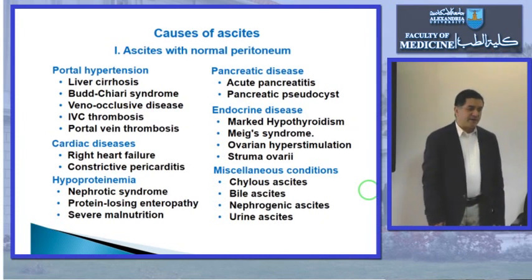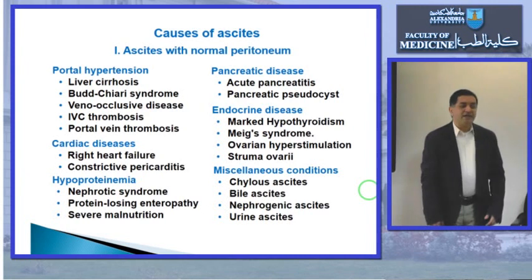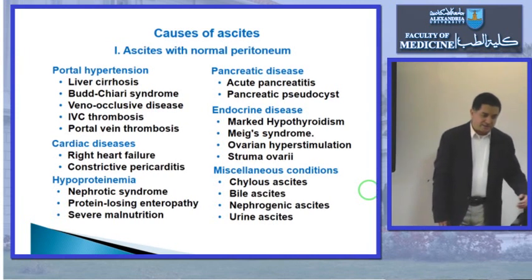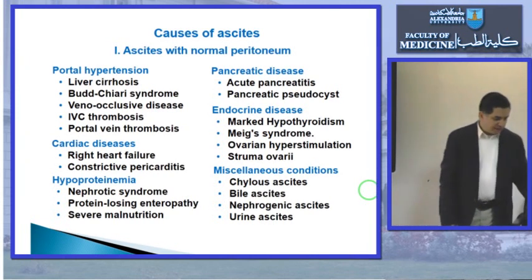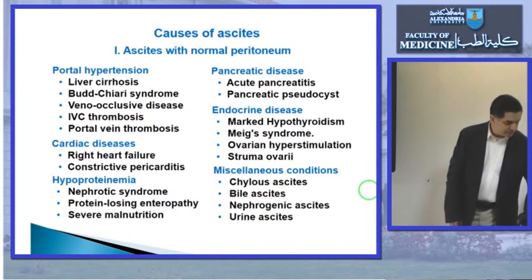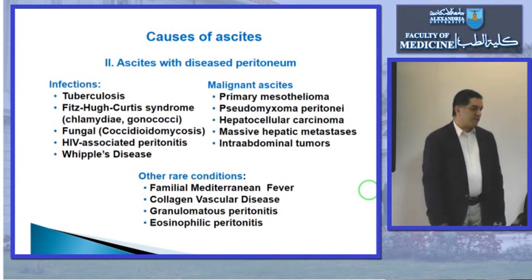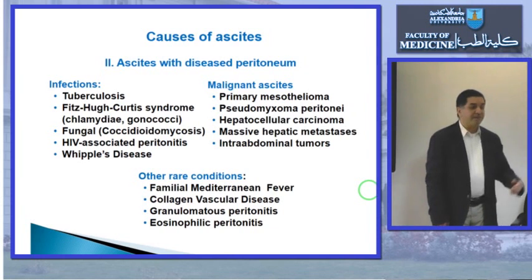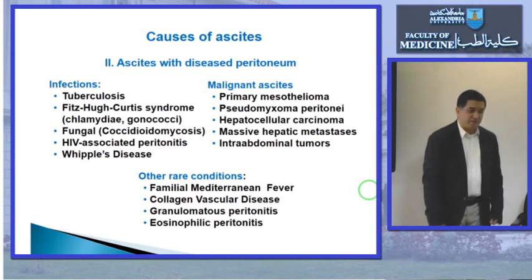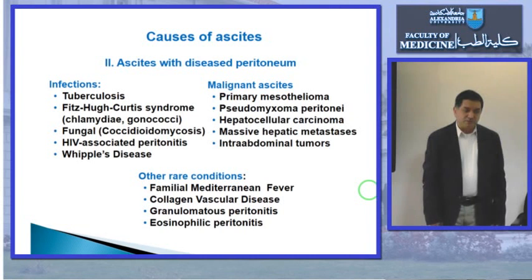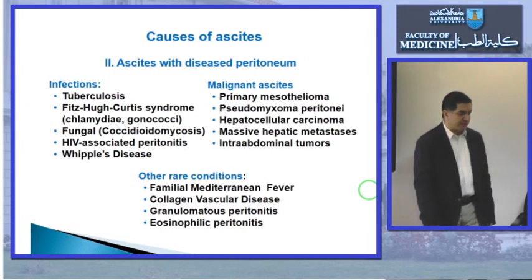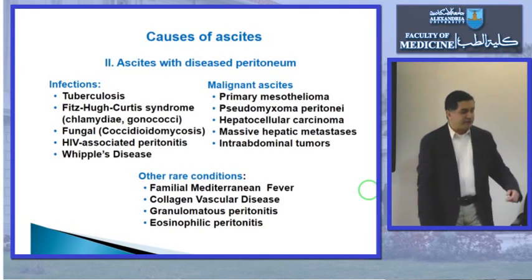Pancreatic diseases, including pancreatic ascites and pseudocysts. Endocrinal diseases, hypothyroidism, Meigs syndrome, ovarian hyperstimulation, and struma ovarii. Miscellaneous causes like chylous ascites, bilious ascites, and sometimes nephrogenous or urinary ascites. Ascites with diseased peritoneum. The most common is infections, including tuberculous infection, fungal, HIV-related, Whipple's, and malignant ascites like primary mesothelioma, pseudomyxoma peritonei, hepatocellular carcinoma, massive hepatic infiltrates, and intra-abdominal tumors. And there are other rare causes as well.